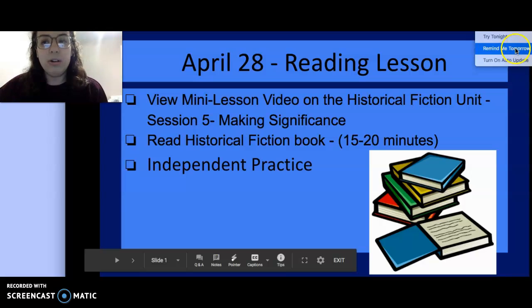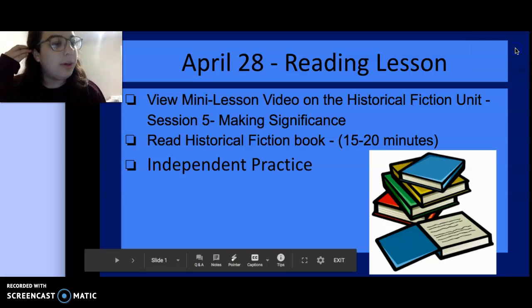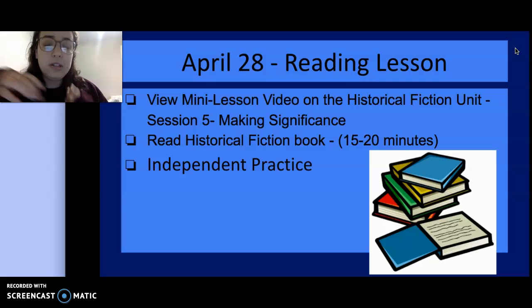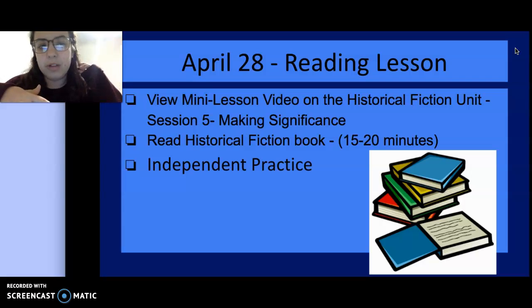So as we're reading our historical fiction book, we're keeping in mind what's happening to our characters and how they're changing, which you all did a fabulous job of yesterday. I'm very impressed with how hard you're working and how much you're learning about your characters and who they are as people and how they're growing as your book goes on.